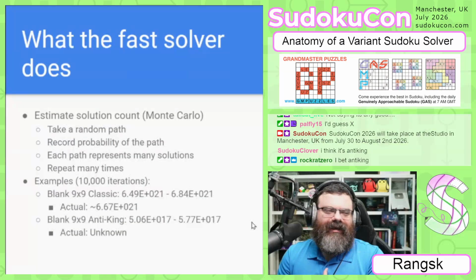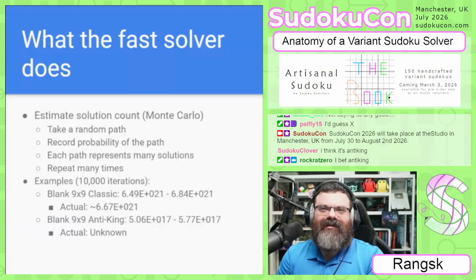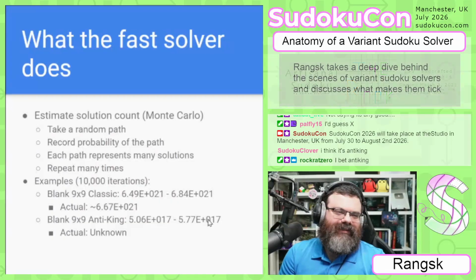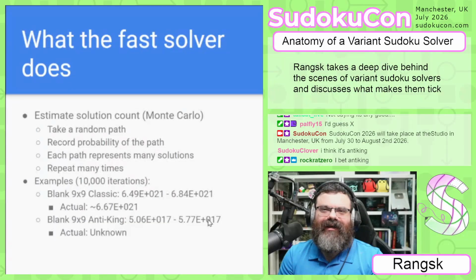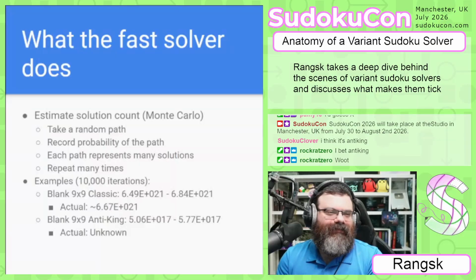Now, anti-king, no one had ever bothered to spend the years and tons of CPU resources to count anti-king and also to count Sudoku X. So we can do the estimations, and anti-king has about 5 times 10 to the 17 solutions, according to a 10,000 iteration Monte Carlo. You can do more and more iterations, and it just increases the confidence. As it turns out, anti-king has about 10 times as many solutions as Sudoku X. So Sudoku X, I believe, is in the 10 to the 16 area. I did not actually look at my notes on what the Sudoku X result was, but I do believe from memory that that's what it was.